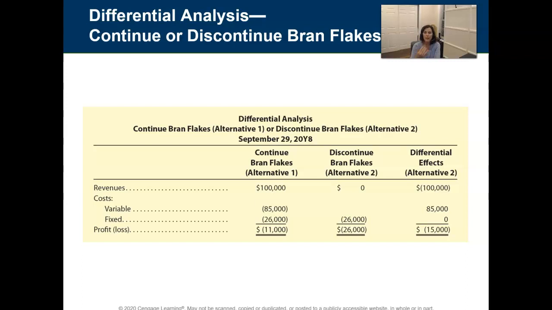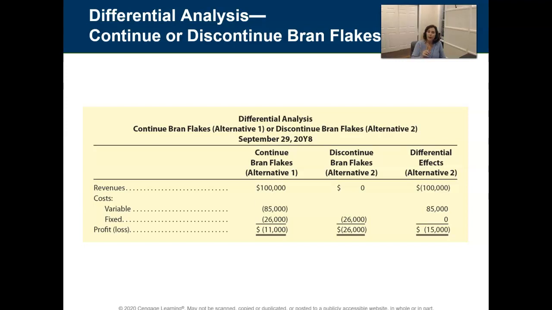Column 2 is we're going to stop making the bran flakes. So now we have no more revenue. We have no more variable costs because those are the ingredients for bran flakes, but we're still going to incur those fixed costs if we don't make the bran flakes. So over here, the differential effect of not making bran flakes anymore, the difference between alternative 1 and alternative 2, is a $15,000 loss if we stop making bran flakes, believe it or not.